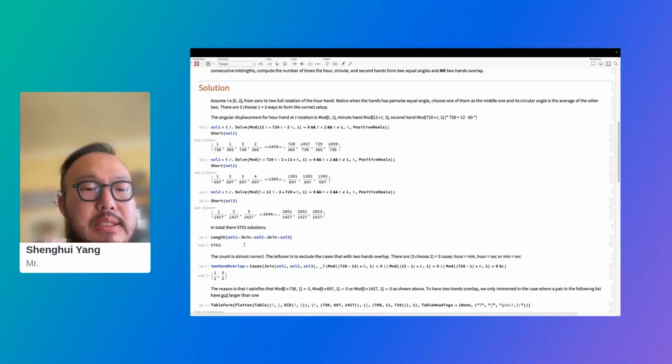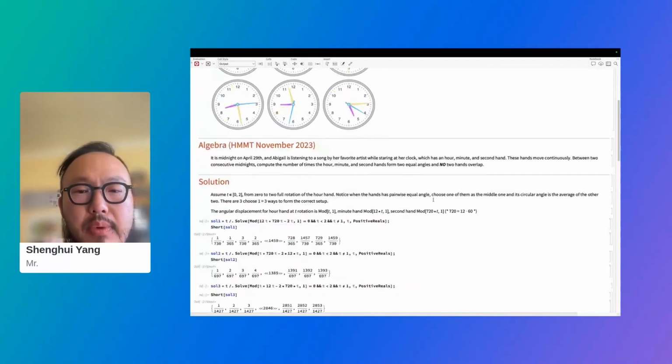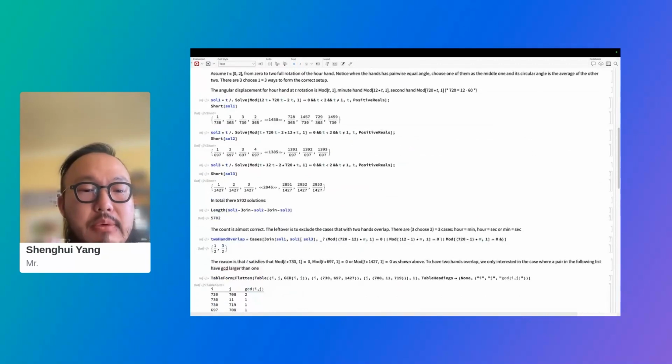But it's not enough. We need to remove some cases, because in this case we ask that no two hands overlap. So we need to find out when two hands overlap. In Wolfram language, you basically do that by brute force. So this basically gives you the equation that two hands overlap. Two hands overlapping is very simple.